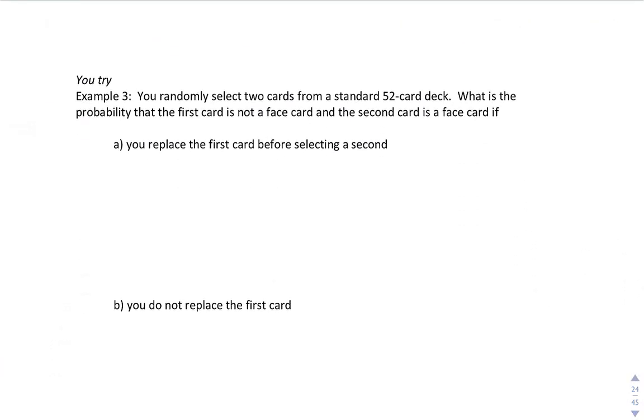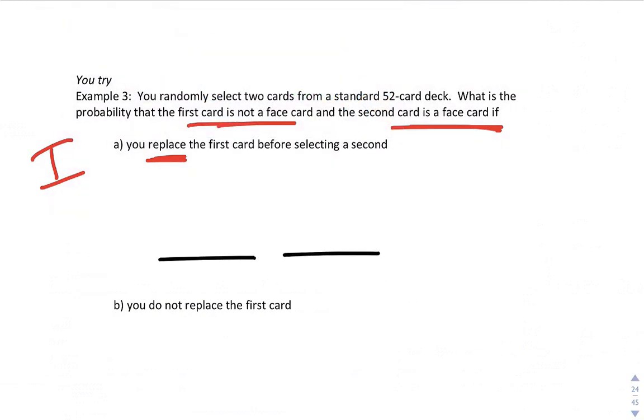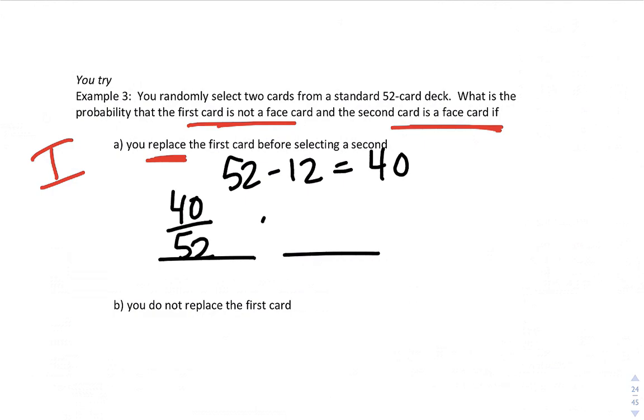So you try. You randomly select two cards from a standard 52-card deck. What is the probability that the first card is not a face card and the second card is a face card if you replace the first card? So replace means these are independent events. Again, we're going to multiply them. So first, the card is not a face card. There are 12 face cards, so if we take 52 minus 12, we have 40 cards that are not face cards. So 40 out of 52 are not face cards. Then you put it back in the deck. The second card is a face card, so you have 12 out of 52. We'll multiply those together.